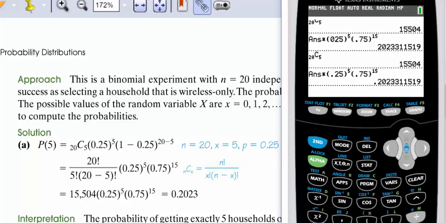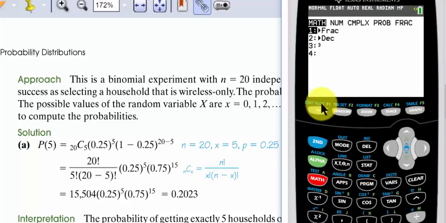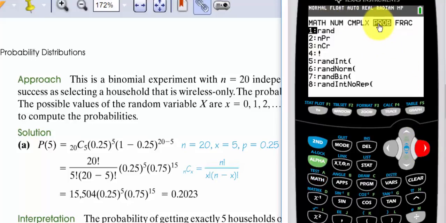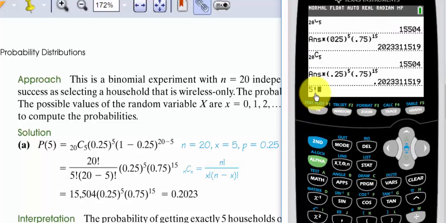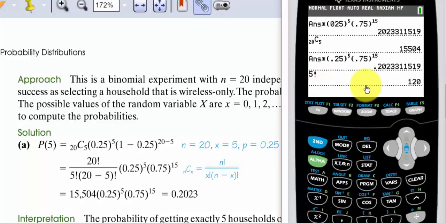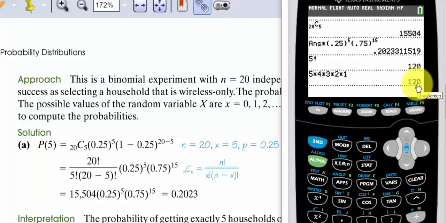If I were to press, say, 5 factorial, so I press 5, I press the math button, I highlight the probability window, and look at number 4. It's the exclamation point or factorial, and I press 5 factorial, I get 120. That's really just saying 5 times 4 times 3 times 2 times 1, and you'll notice we have 120. Okay, so this is the long way to do this.